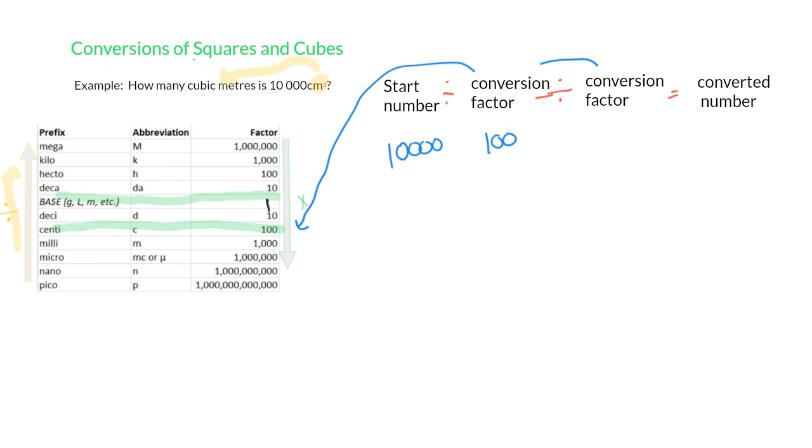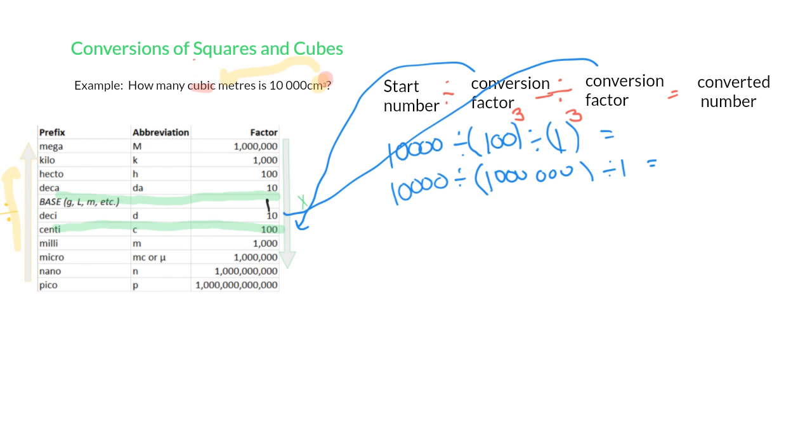The other conversion factor is simply 1. As we said, they're going to be divisions. And I'm going to put my conversion factor in brackets, just as a reminder that it is a separate number. Now this one is a cubic, so it's raised to the power of 3. So we have to raise our conversion factors also to the power of 3. So 100 cubed is 1 million, and 1 cubed is 1.